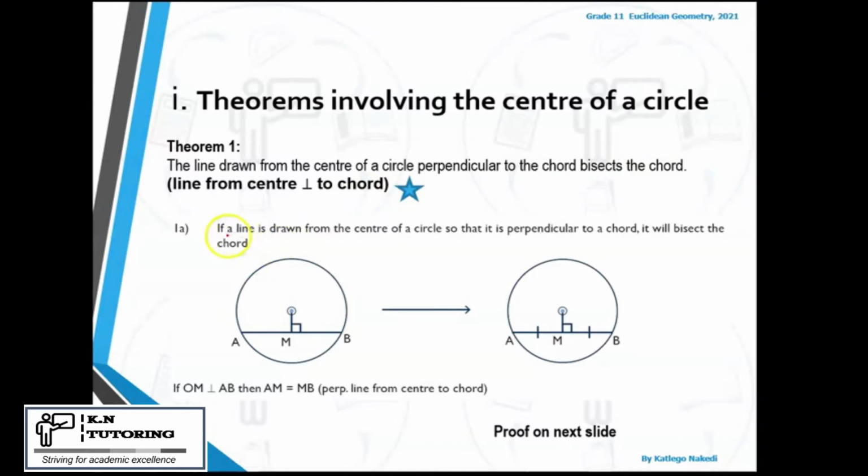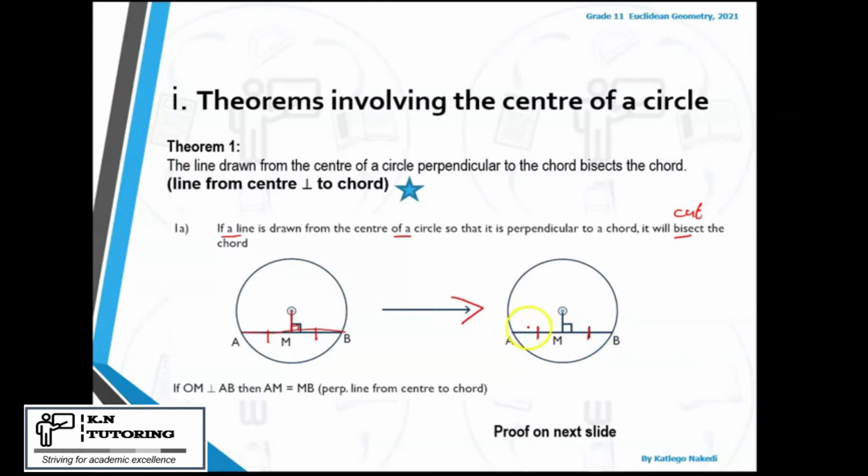So this theorem is saying if a line is drawn from the center of the circle, so here is a line drawn from the center of a circle, so that it is perpendicular to a chord. So if it's perpendicular to the chord, as you can see, perpendicular to this chord AB, then it will bisect, it will cut in half the chord. So it means this will be equal to that, as they show in this picture. So we had this before, and then this line divided the chord in half.